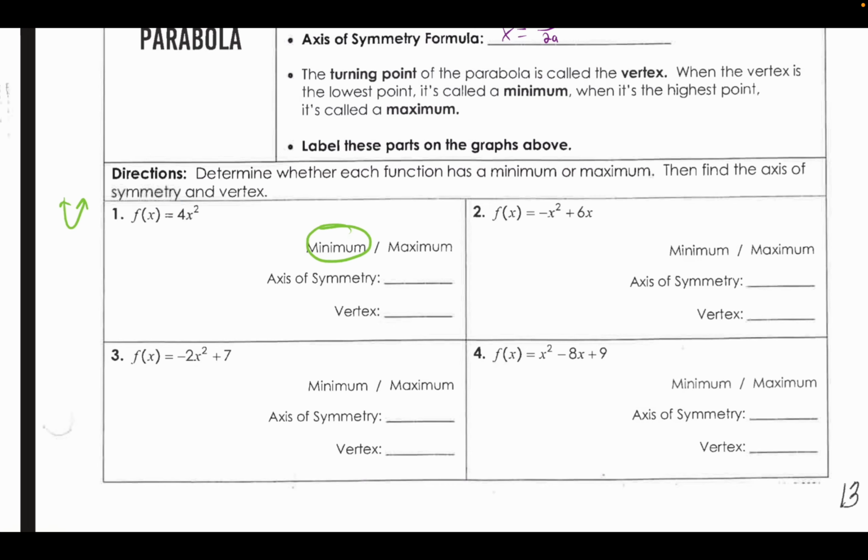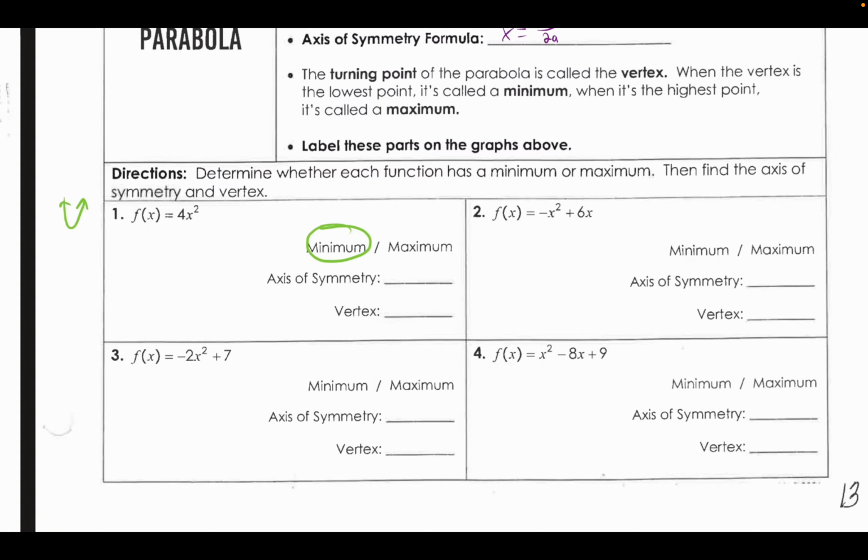And so you could go through and do numbers 2, 3, and 4 based upon whether the a is positive or negative. Remember, a is whatever's with x squared. Depending on whether a is positive or negative, will tell you whether it's opening up or down, which tells us whether it has a minimum or maximum.